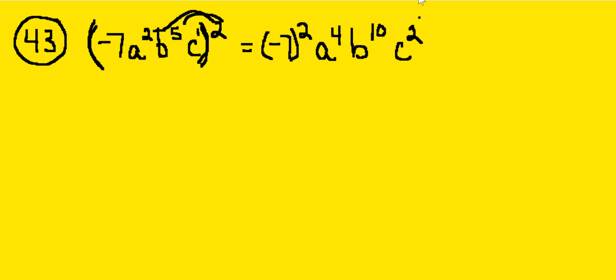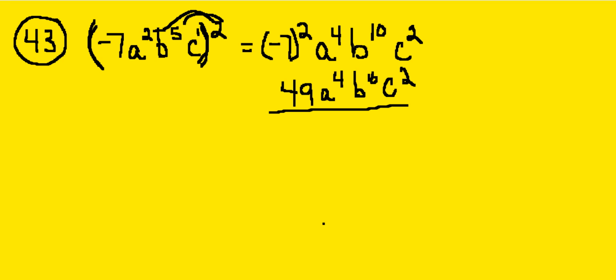There you go. And then this negative 7 squared is negative 7 times negative 7. That's going to be 49. And then the rest stays the same. A to the 4th, B to the 10th, C squared. Okay, next problem.